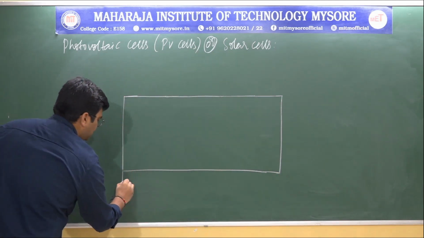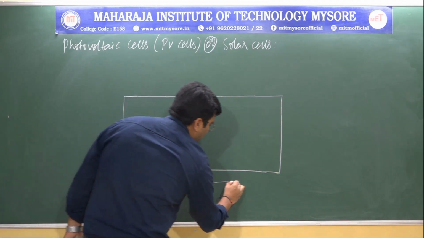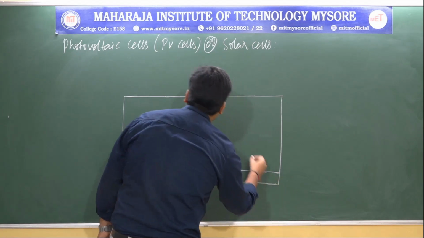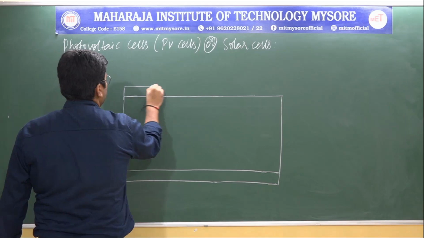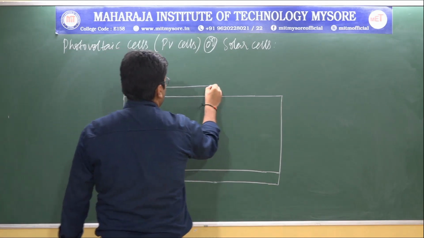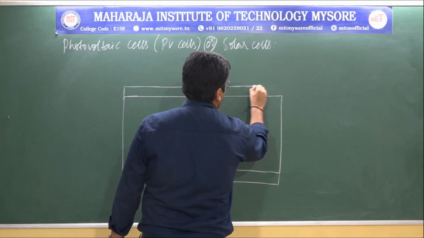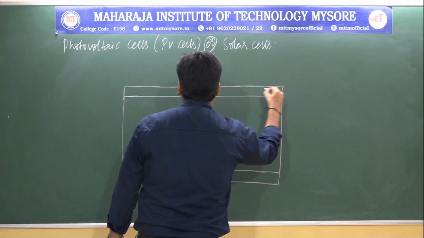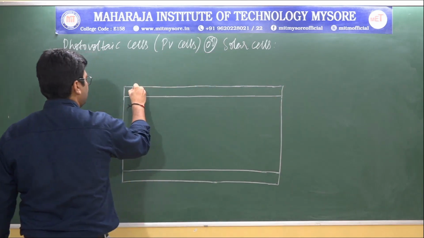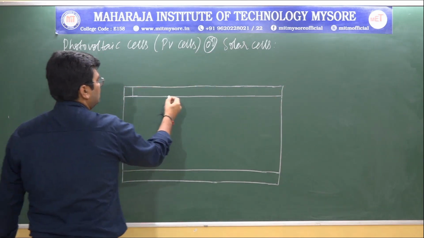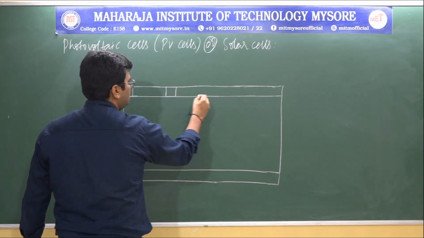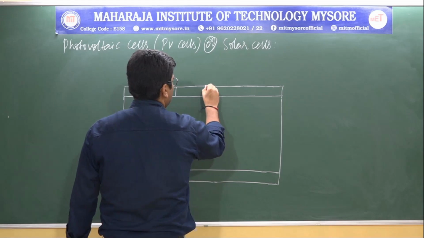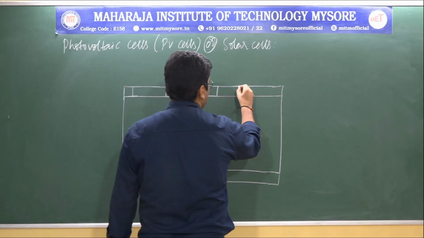So it has two electrical contacts, one of which is in the form of a metallic grid, the other is a layer of noble metal on the back of the panel, right? These are the metallic grids, like this.